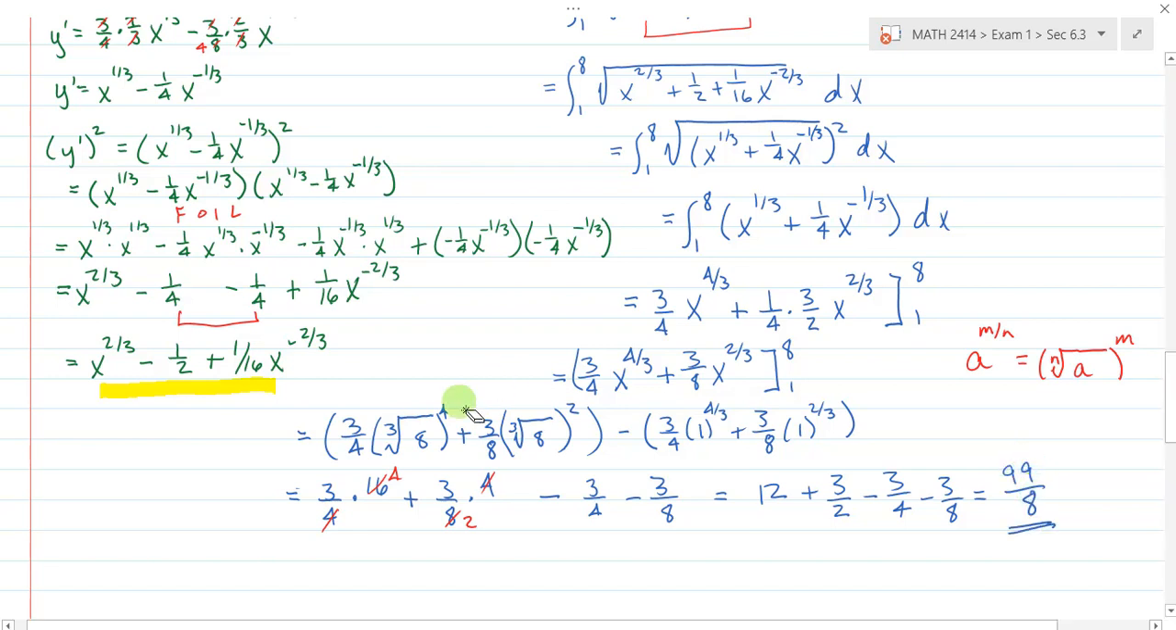On your test, I don't mind if you use your calculator to evaluate this. You don't have to show all of the arithmetic steps like I did here, but I do want to see where you plugged in your upper bound minus plug in the lower bound. I want to see that step on your test. If you don't show that step, you will lose points.